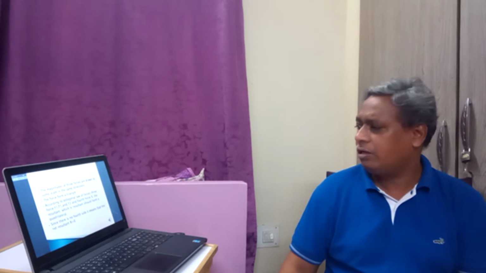These F1, F2 and F3 have formed a triangle, and the fourth force R, which is the resultant, should form a quadrilateral. Since there is no fourth side, it means that the net resultant R is 0. The resultant of the forces has the same effect as that of the several forces.